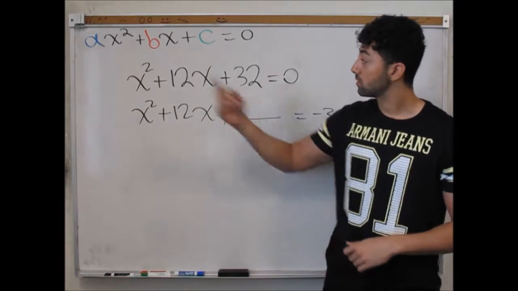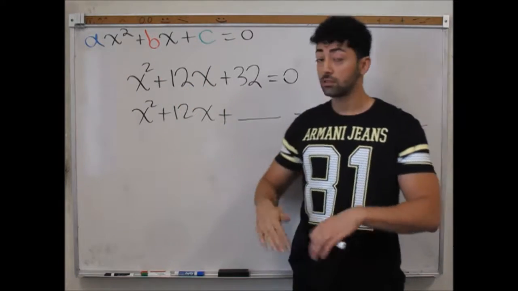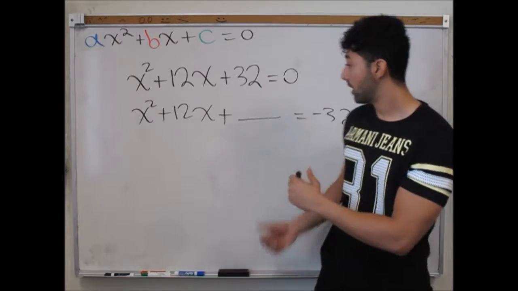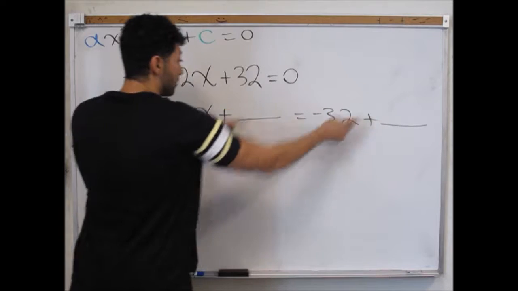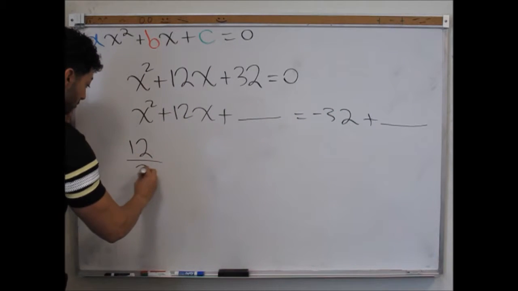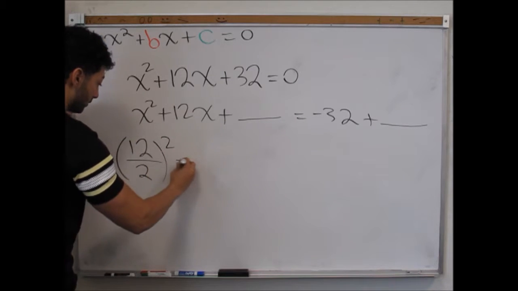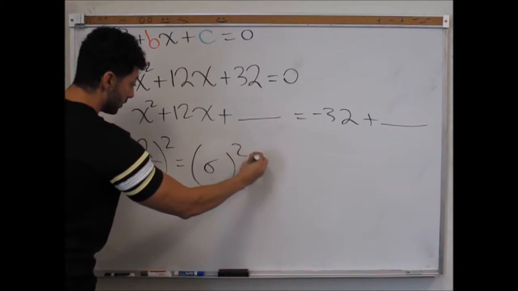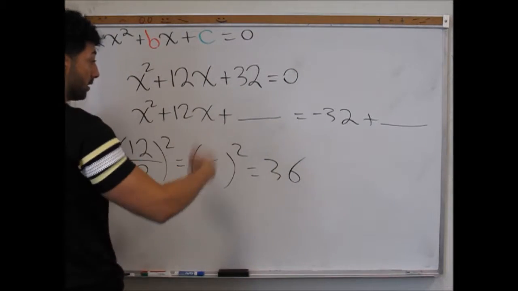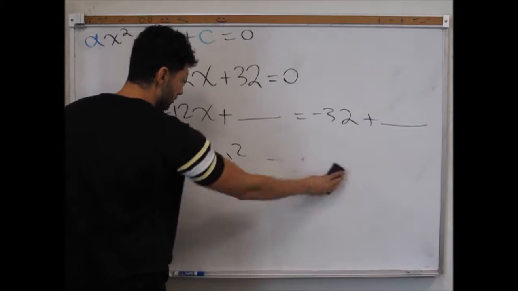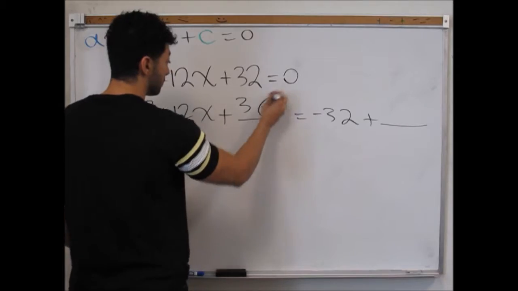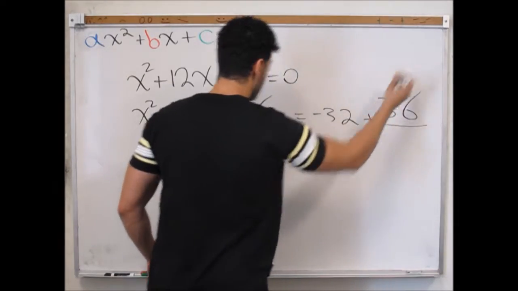The third step was to take b, which is 12 in our case, divide it by 2, or multiply by 1/2, and then square that. That's what I'm going to add onto both sides of the equation. So I take 12, which is b, divided by 2, and square that. That's 6 squared, which is 36. So that's what I'm going to add to both sides of the equation. We put a 36 here, and a 36 here.